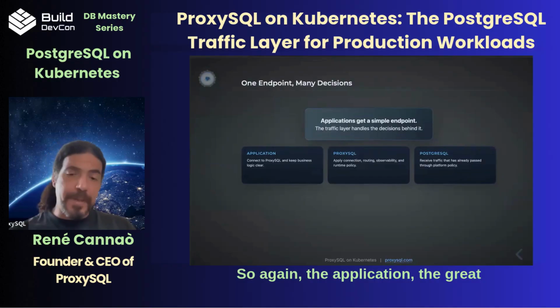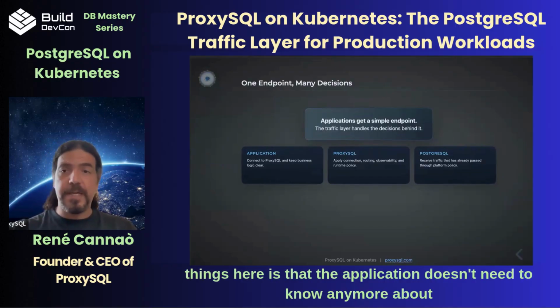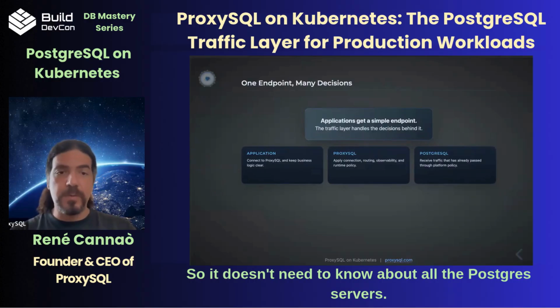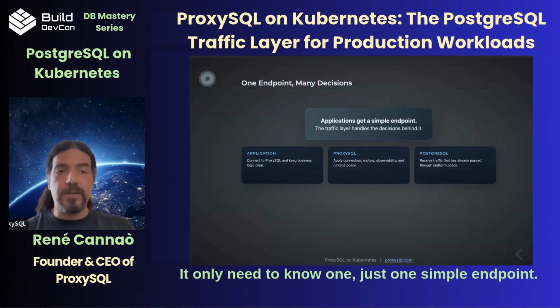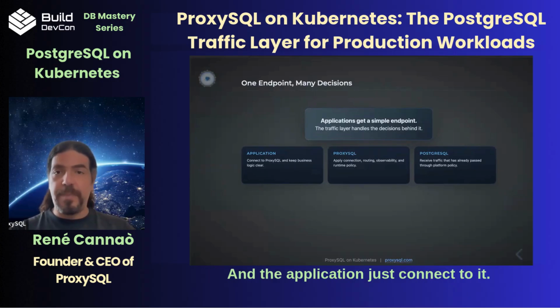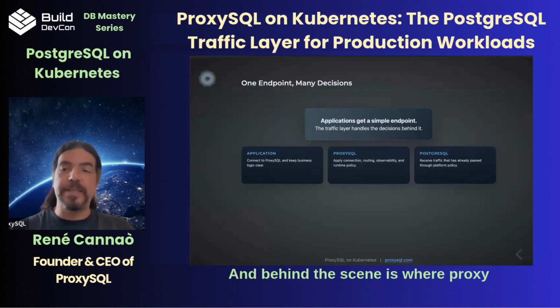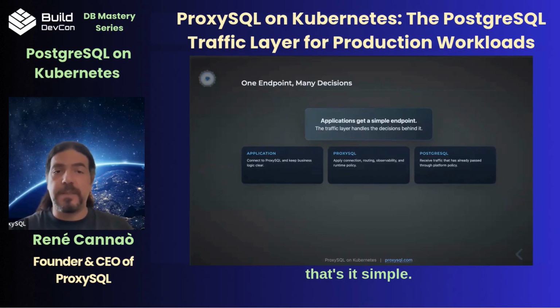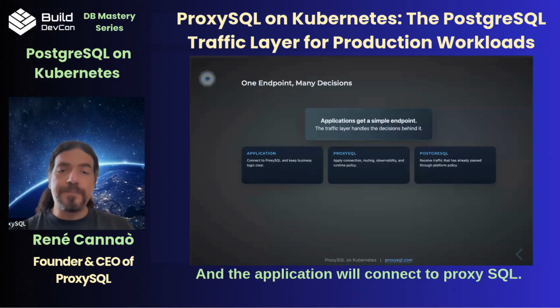So again, the great thing here is that the application doesn't need to know anymore about the whole infrastructure. So it doesn't need to know about all the Postgres servers. It only needs to know one simple endpoint, and the application just connects to it. And behind the scenes is where ProxySQL will manage all the traffic. So from an application point of view, it's just one single endpoint, and that's it. Simple. And the application will connect to ProxySQL.